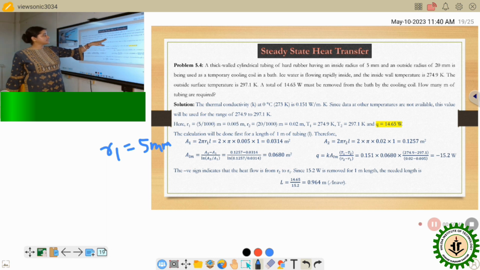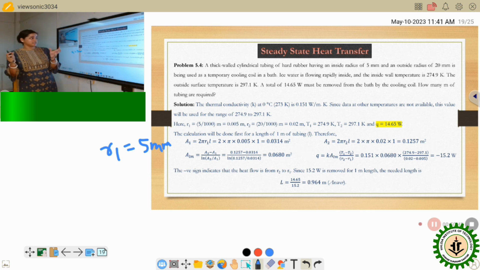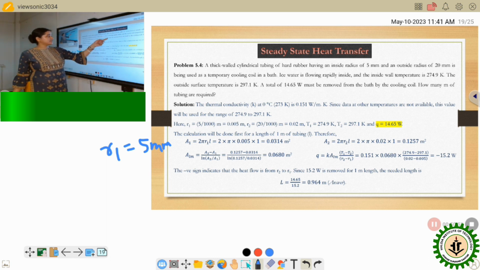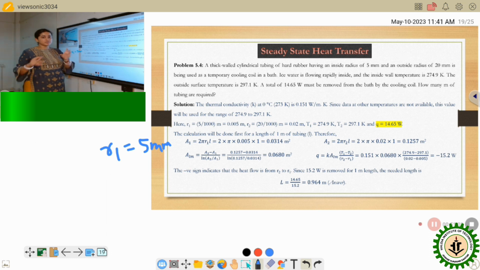A total of 14.65 watt must be removed from the bath by the cooling coil. So whatever heat is there in the water bath, a total of 14.65 watt must be removed. How many meters of tubing, that is how long a cooling coil, do you need to extract at least 14.65 watt? The thermal conductivity K at 0 degrees Celsius or 273 Kelvin is 0.151 watt per meter Kelvin. Since data at other temperatures are not available, this value will be used for the range of 274.9 to 297.1 Kelvin.